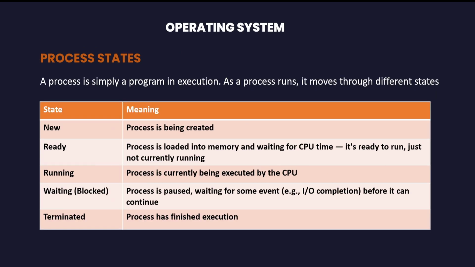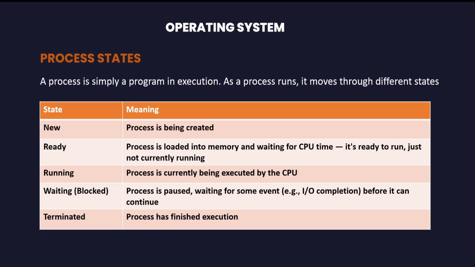Process states. A process is simply a program in execution. As a process runs, it moves through different states. The first state is new. The meaning is the process is being created. Ready, meaning the process is loaded into memory and it is waiting for CPU time. It is ready to run, just not currently running because it is waiting for CPU time.